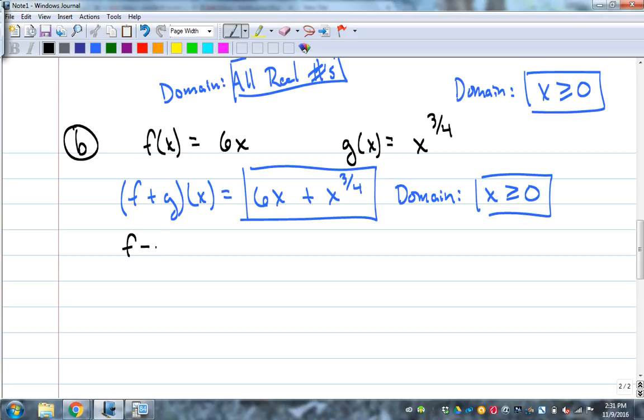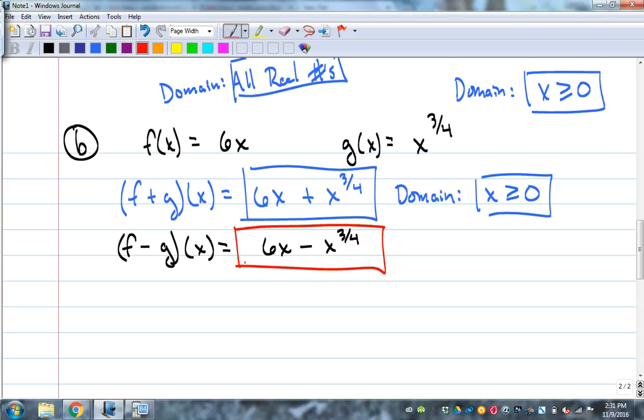I guess I could use the analogy of computers, that you can have the fastest processor in the world, but if the motherboard won't support that speed, the motherboard sets the speed. So subtraction, same idea. 6x minus x to the 3/4. Are those like terms? No. So you can't put them together. What's the domain? Same thing. Nothing changed there. You'll see that the addition and subtraction, the domains should be the same every time. I mean, they're going to be the same.